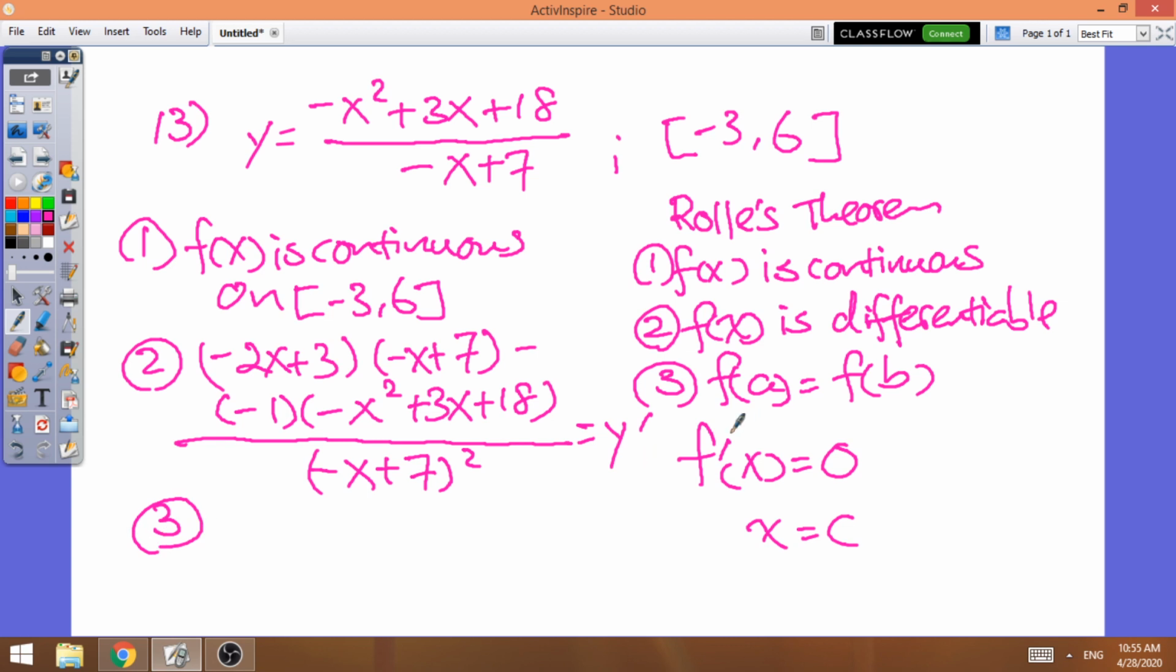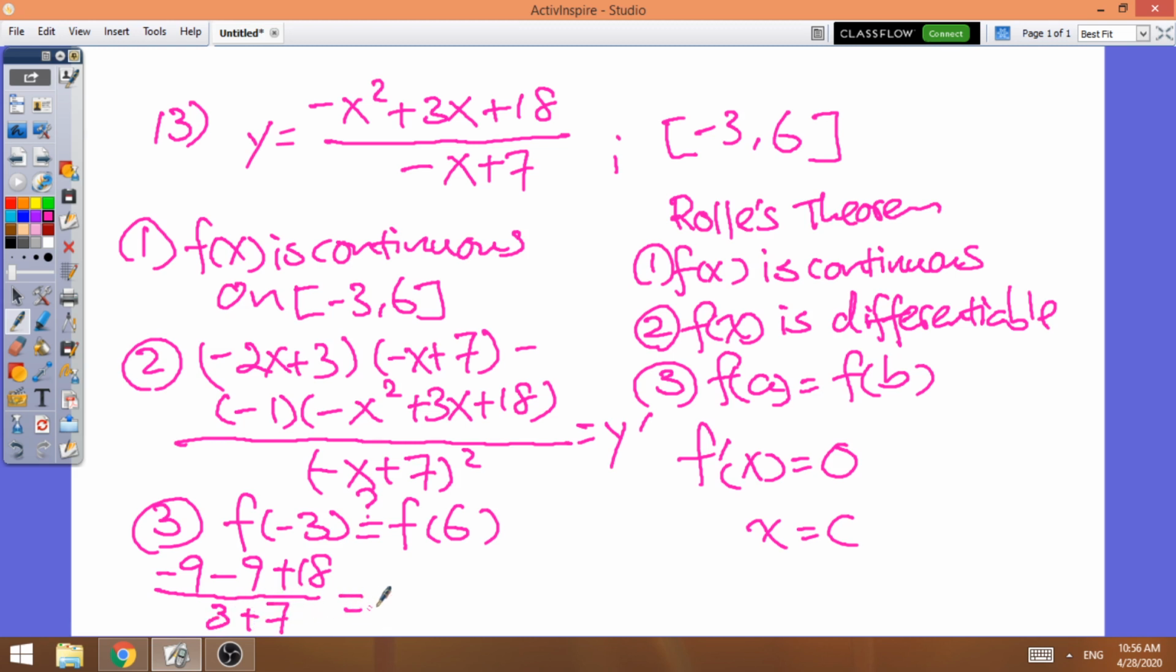Another thing that I want to find out is f of a, so f of negative 3, would that be the same as f of 6? Plug in negative 3: negative 3 quantity squared is 9, times negative 1, so negative 9, plus 3 times negative 3, so minus 9, plus 18, all over negative 3 plus 7. So this one turns out to be 0 for f of negative 3.